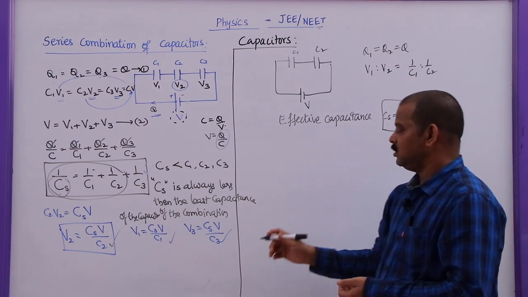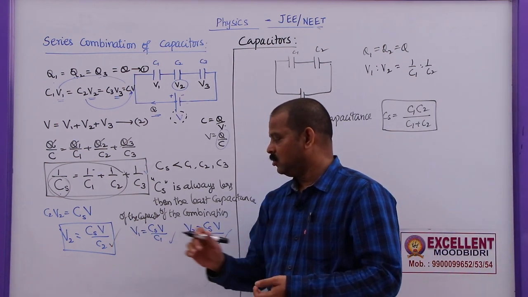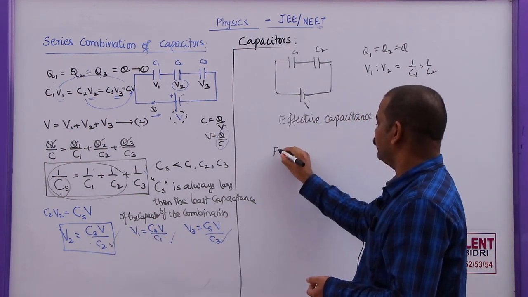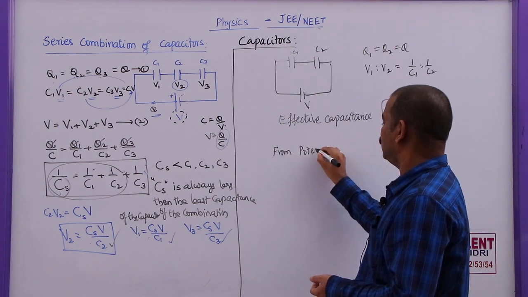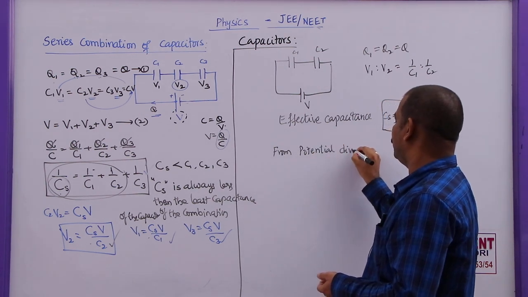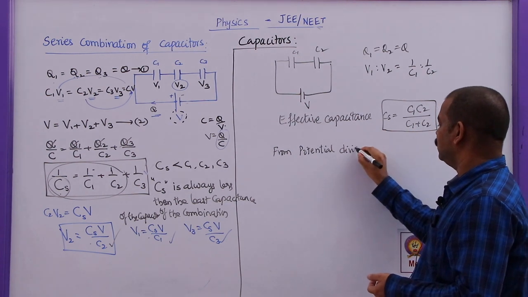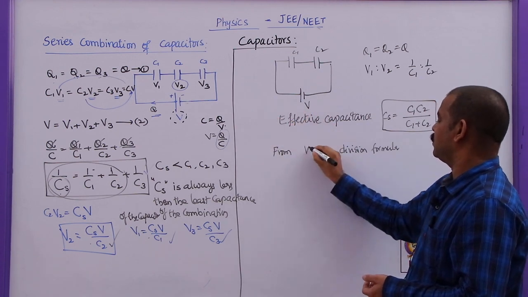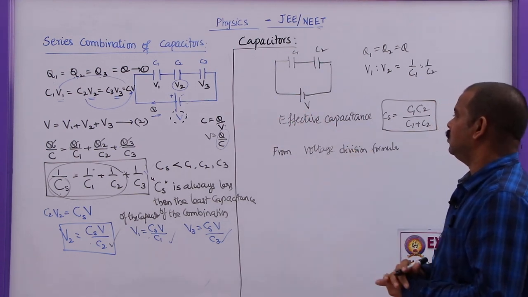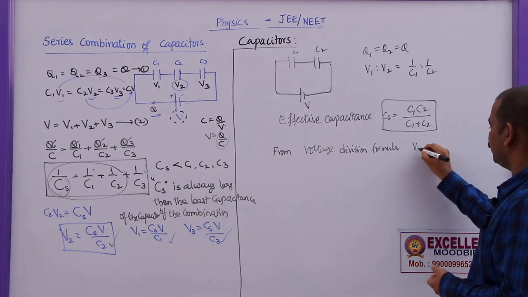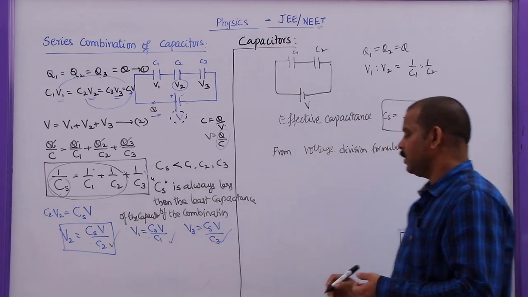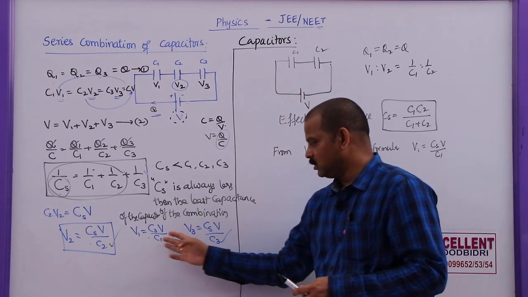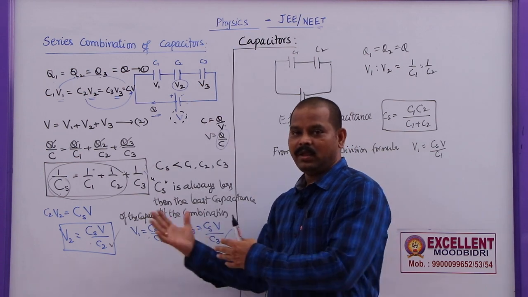Now, this is called the potential division formula, or voltage division formula. So, what is V1? V1 is given by the same thing, Cs into V by C1. This formula can be applied not only for three capacitors, but for any number of capacitors.